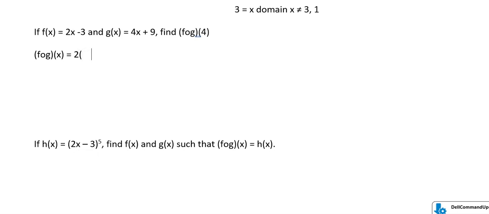We'll get 2 parentheses minus 3. And then let's drop g into it. So g is 4x plus 9. And now let's just clean this up. So distribute, we get 8x plus 18 minus 3, or 8x plus 15.